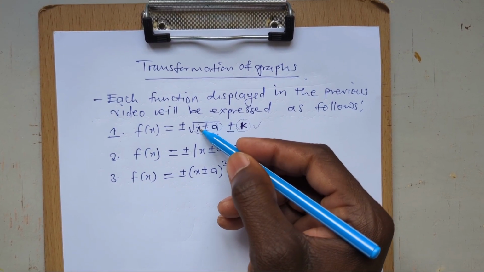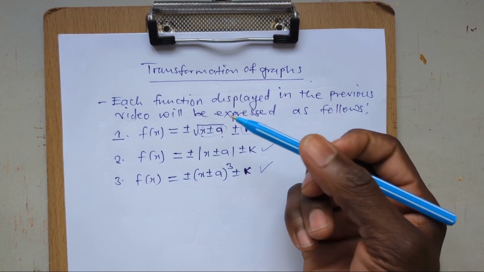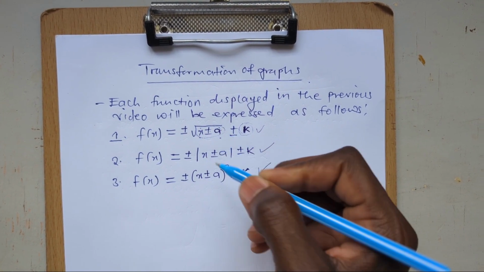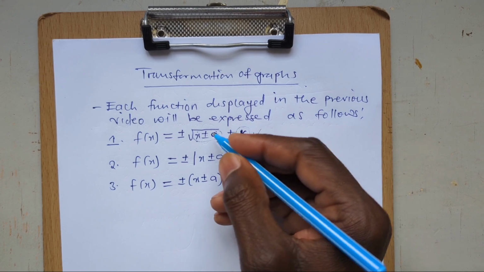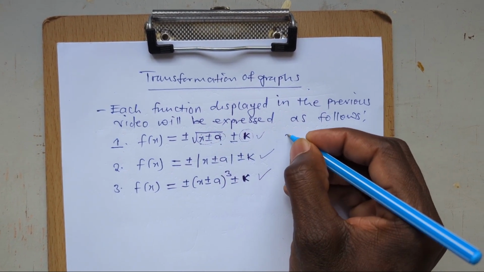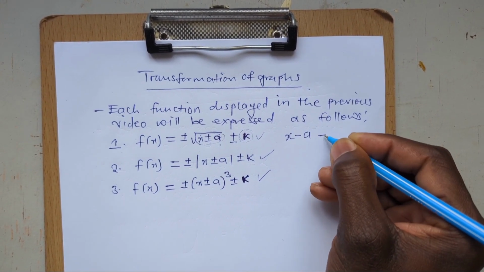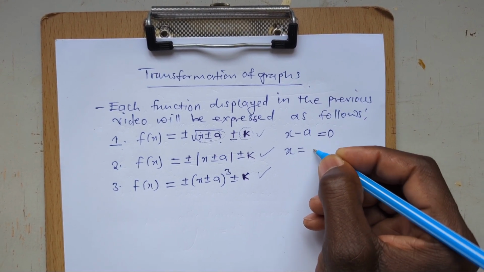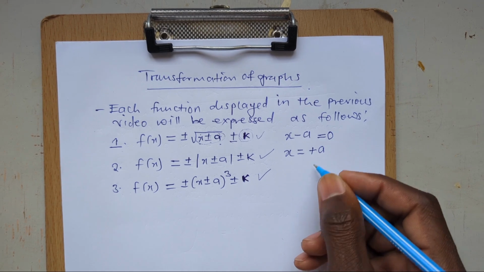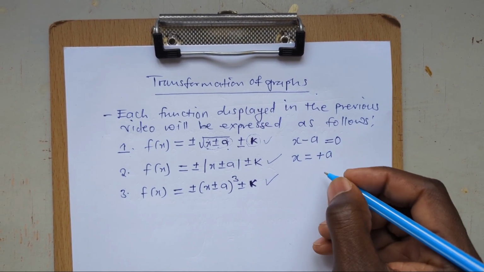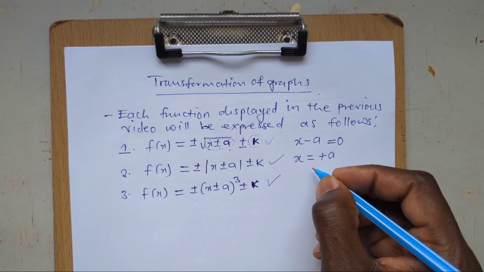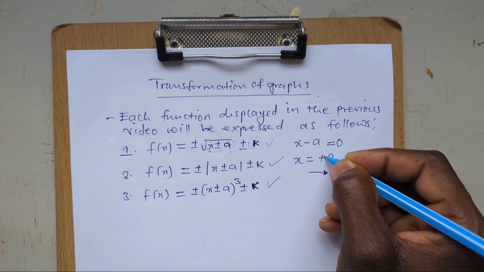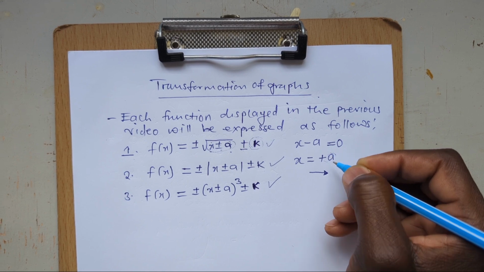How do you know whether the graph will move in the x-axis to the negative side or positive side? It is when you get the value of x here. Let's say this is x minus a, meaning that you have to equate x minus a to 0 and find the value of x. In this case, we're going to get positive a. If you get the value of x as positive a, meaning that the entire graph has to move in the x-axis to the right hand side, the number of units has to be identified based on the number which is here.